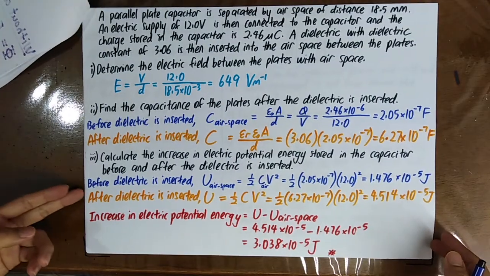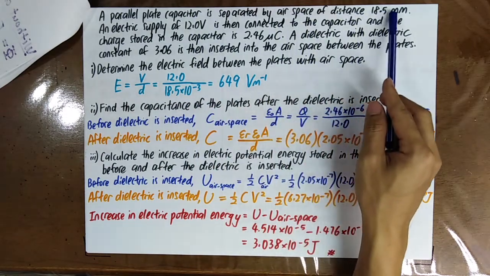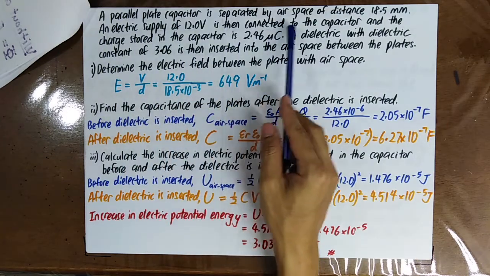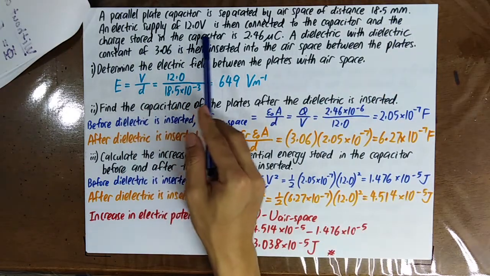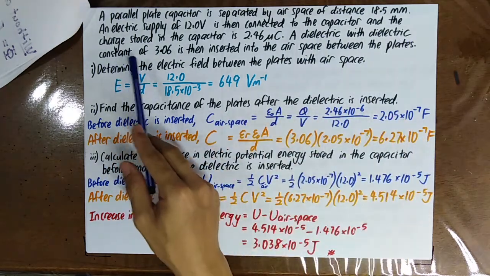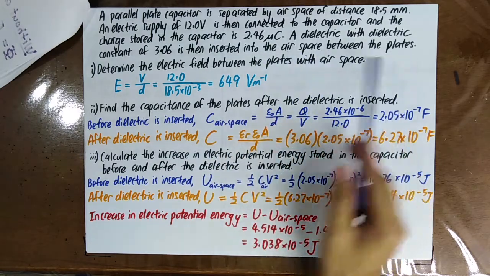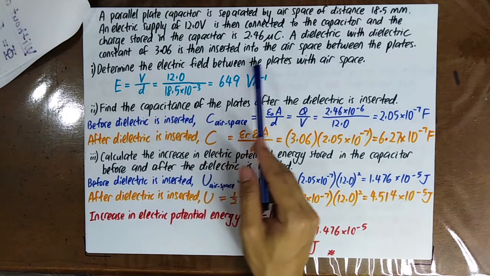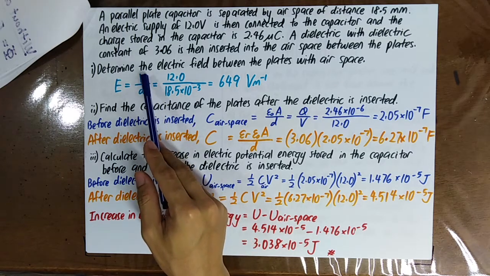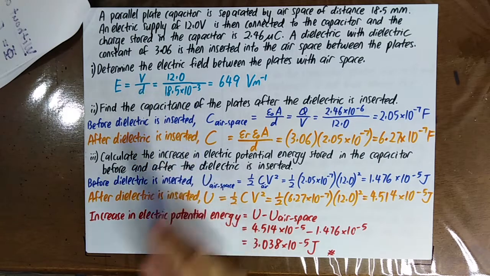Let's do a question. A parallel plate capacitor is separated by airspace of distance 18.5 mm. An electric supply of 12 volt is then connected to the capacitor, and the charge stored inside the capacitor is 2.46 microcoulomb. A dielectric with dielectric constant of 3.06 is then inserted into the airspace between the plates. Please determine the electric field between the plates with air space. E equal to V over D. V is the potential difference between the plates and D is the separation between the plates.